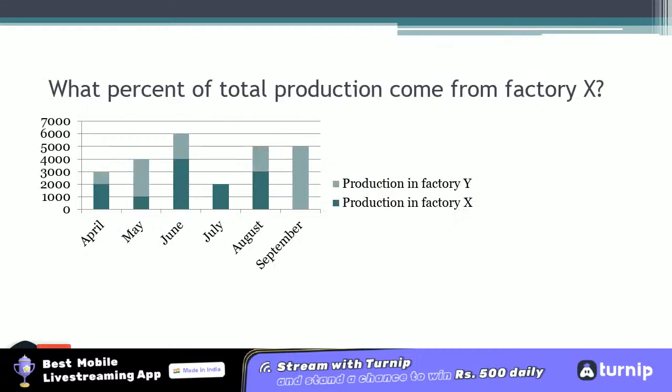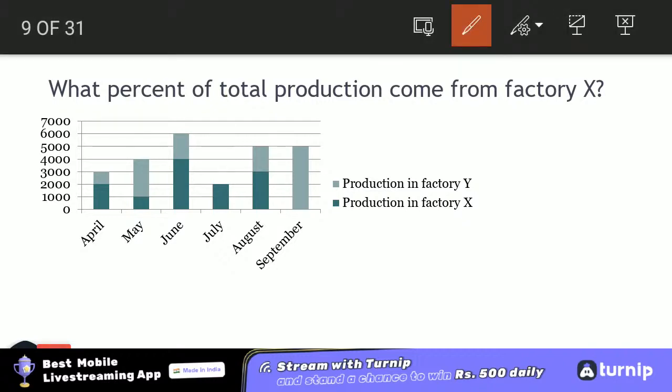Moving ahead, what percent of total production come from factory X? Now since you know how to calculate percentage, you need to tell me what is the percent of total production which is coming from factory X. See how percentage is calculated. First of all, in numerator, what we keep? The production which has been asked. So what is the production of X?